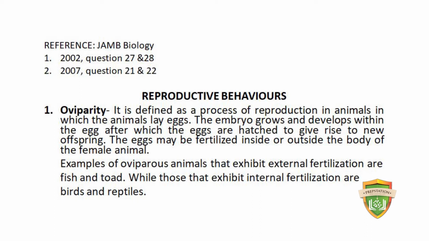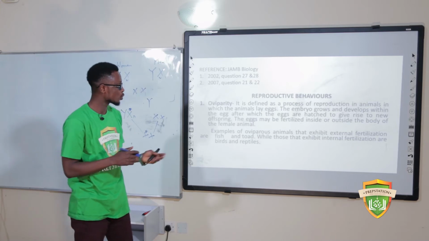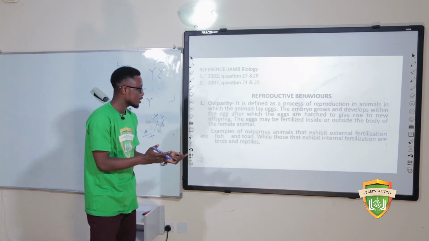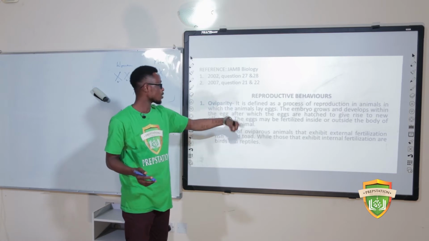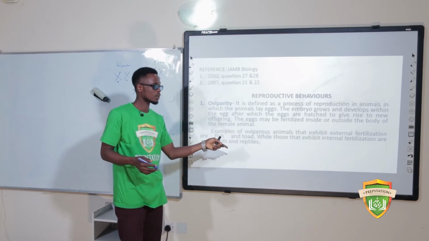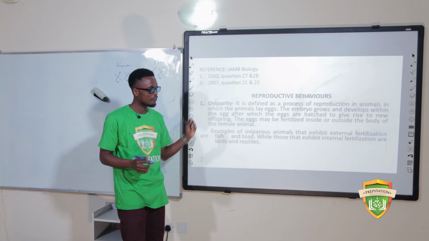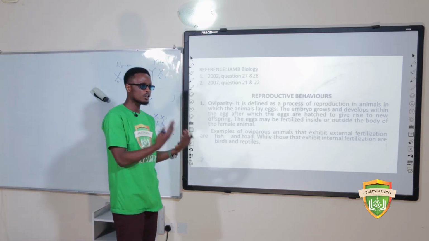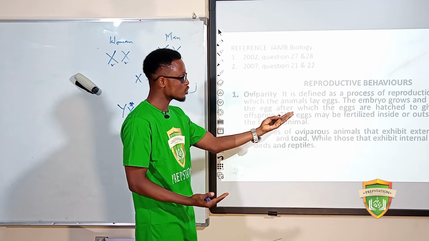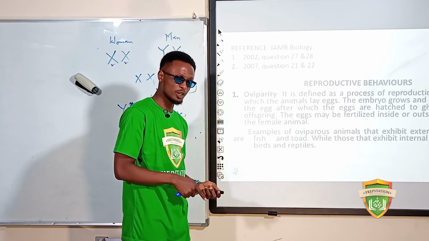First, the embryo grows and develops within the egg, after which the eggs are hatched to give rise to new offspring. Embryo can grow and will grow and develop within the egg. Now, the eggs may be fertilized inside or outside the body of the female animal. That's for oviparity. You can fertilize the eggs inside the body of the female animal, and the eggs can also be fertilized outside the body of the female animal.